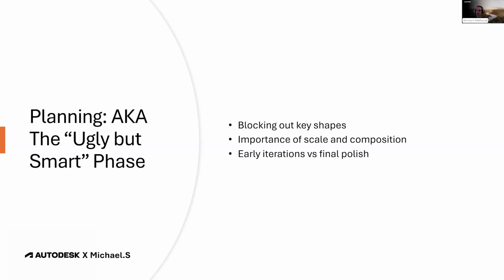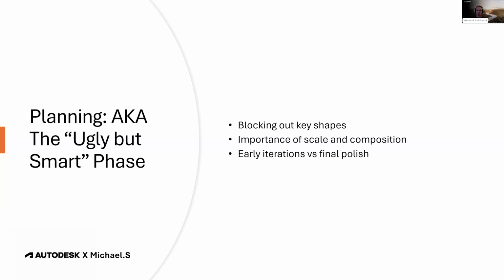At the same time, I think about composition. Where's the focal point? What's the flow of the viewer's eye? Are there interesting foreground, midground, or background elements? Good composition in the blockout stage makes the final image much stronger down the line.